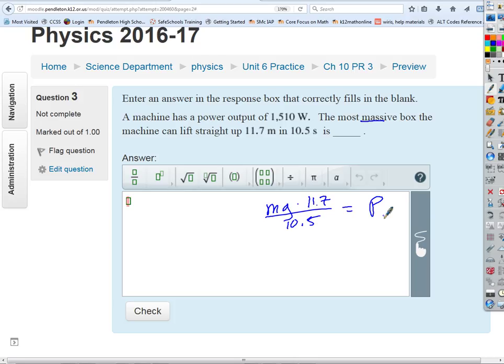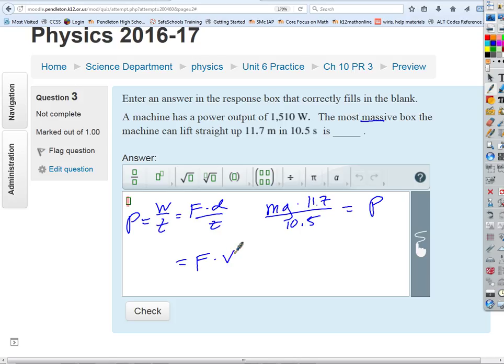What if the question asked instead, say they gave you the mass of the box and they wanted to know what's the fastest that it could be lifted? How do we get that? You just put an X in for time. Power equals work over time, which is the same as force times distance over time. And I'm just gonna collect the distance and the time and call that a speed, right? So it equals F times V, where V is the speed, right?